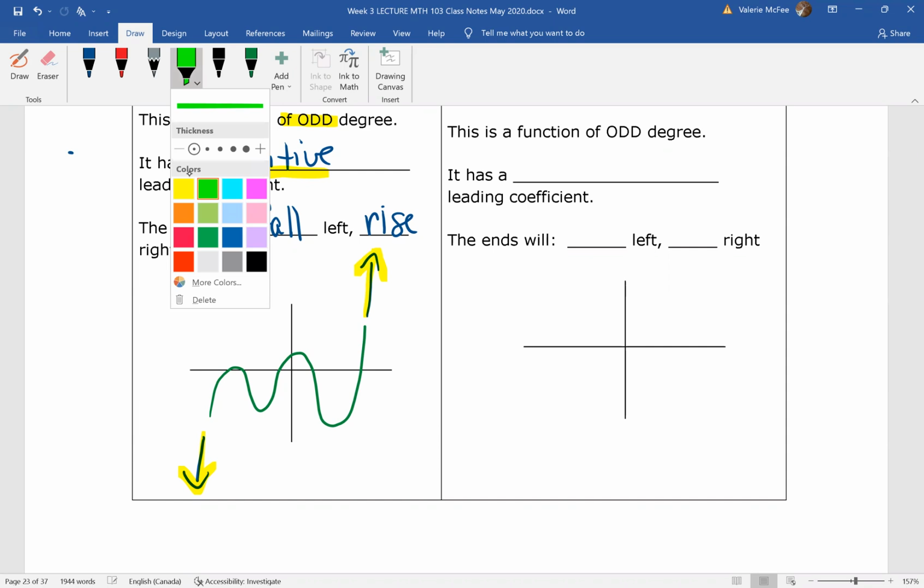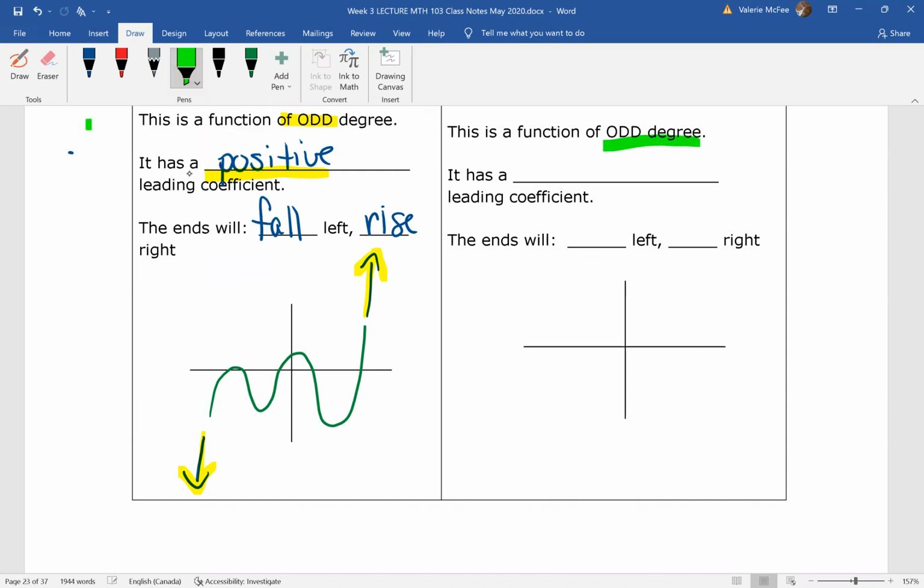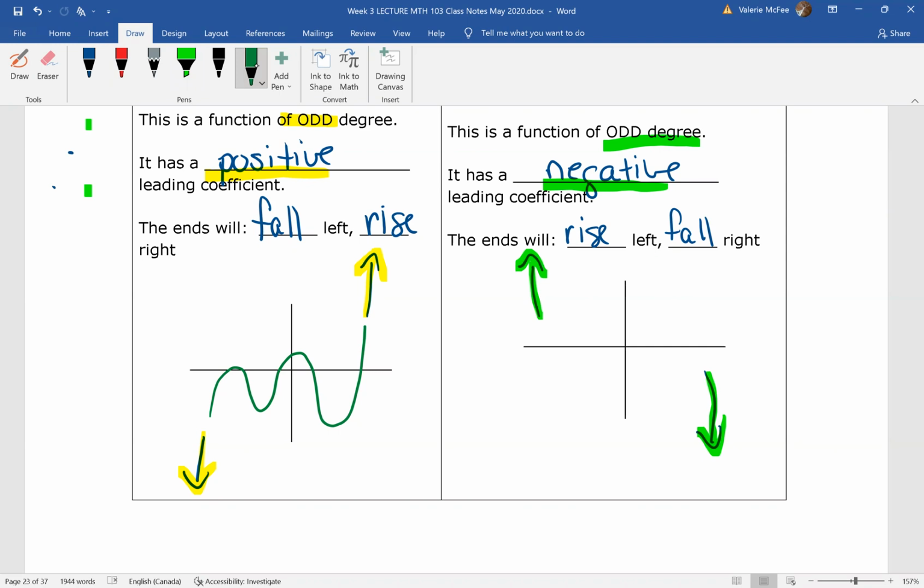If we have a function of odd degree and the leading coefficient is negative, then it's going to rise on the left and fall on the right. Every time, odd degree, negative leading coefficient, this is what the ends are doing. The rest of the graph, whatever the required properties are from the function.